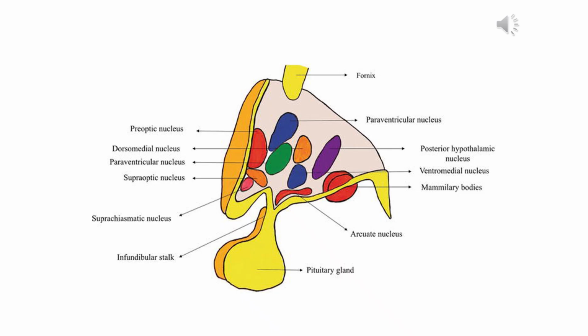So if you follow the fornix from the floor of the lateral ventricles, it circles right around and all the way down to the hypothalamus. So the fornix also is part of the limbic system. So that's a pretty good introduction to the hypothalamic nuclei. So let's move on from there.